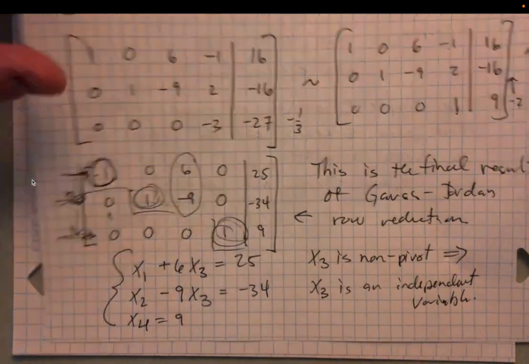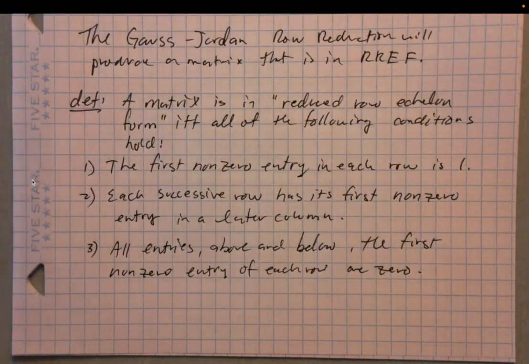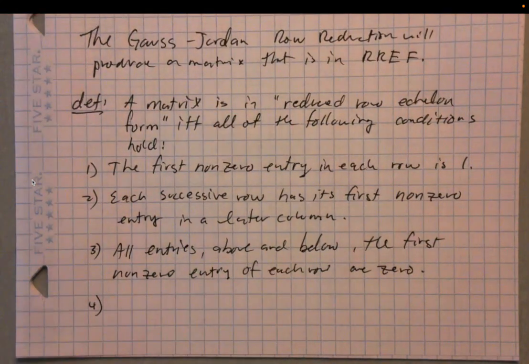Okay, so that's okay. And then item 4, the last condition, is that all full rows of zeros are the final rows of the matrix.